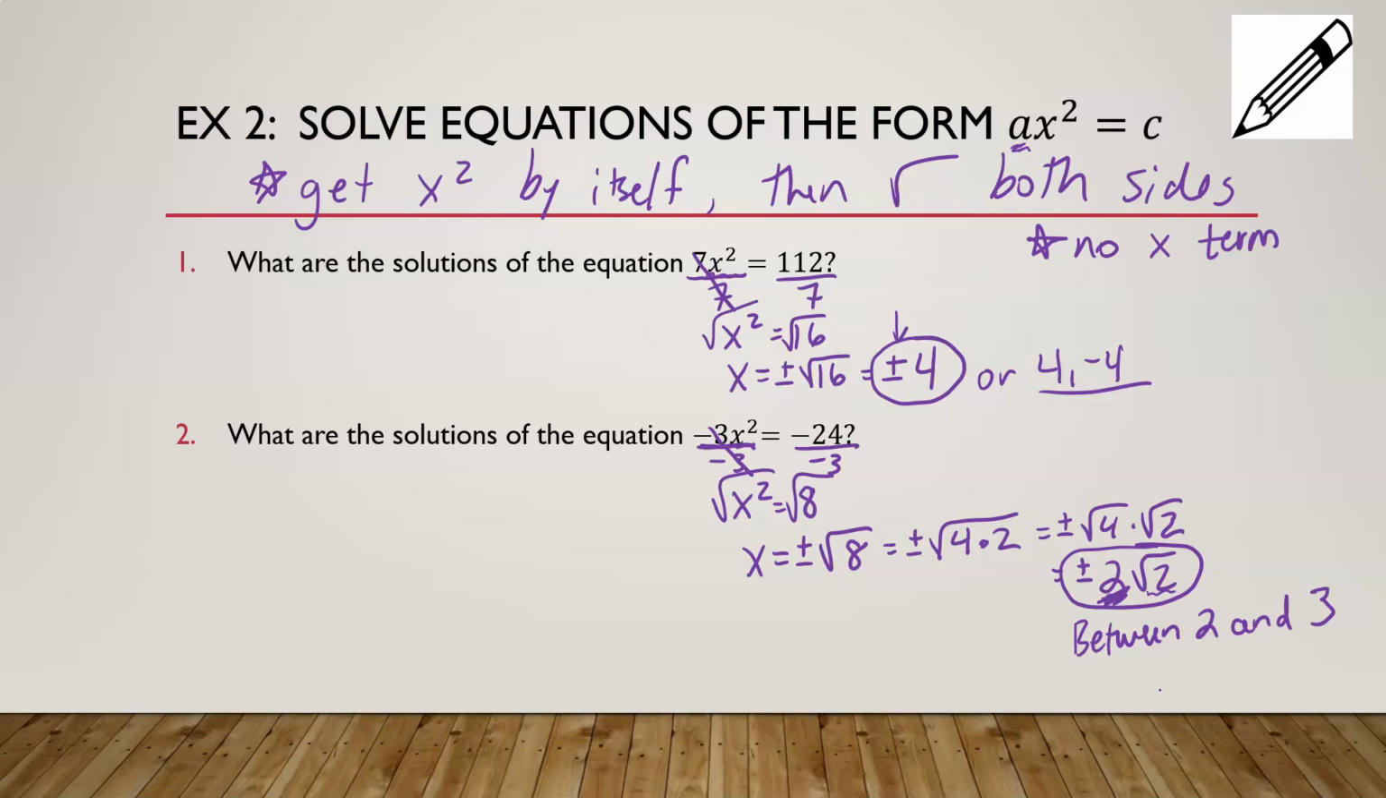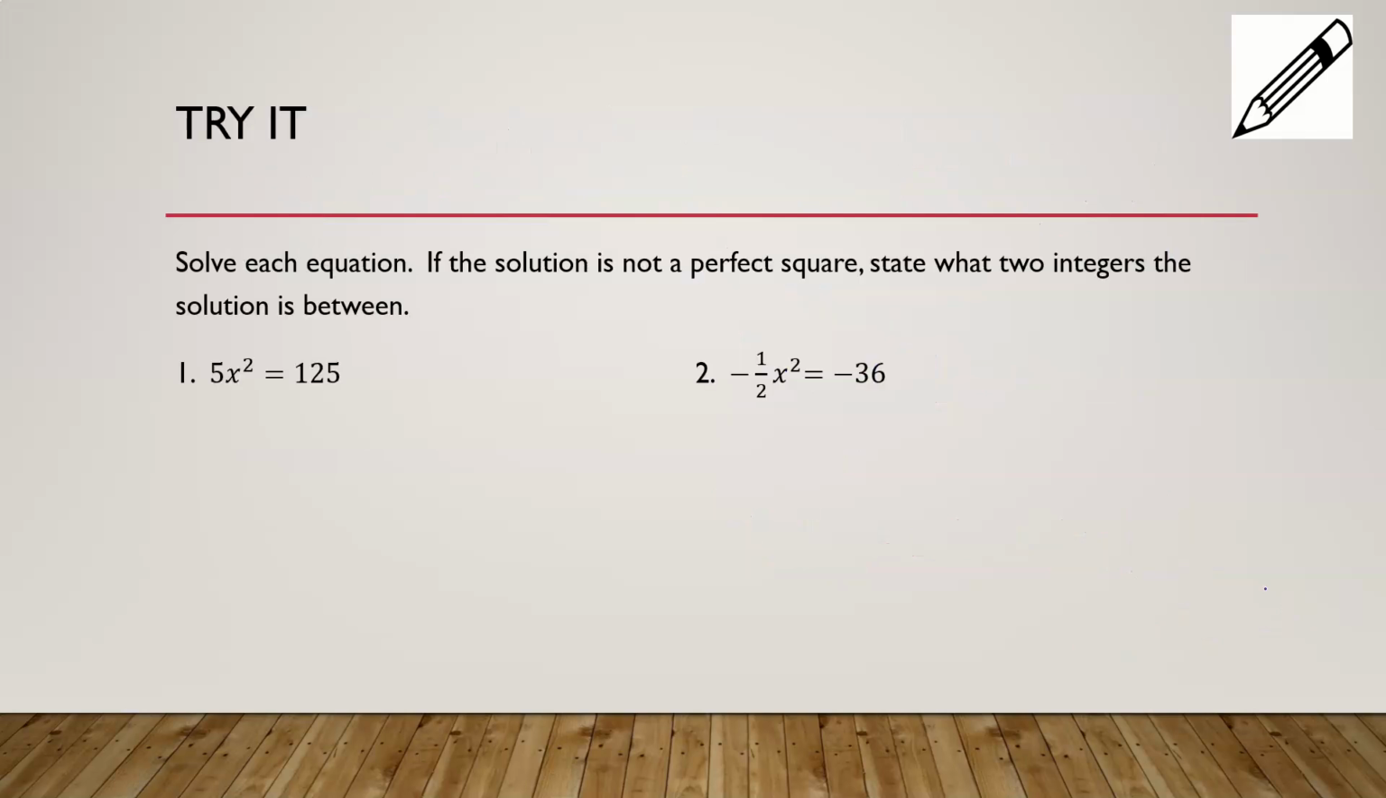So if you're asked that follow-up question, the number in front times the radical is going to help you figure that out. All right, but so again, if it's a times x squared equals c, we divide by that number in front first. So go ahead and pause the video, try this one. Number 2 might be a little tricky for you since there's a fraction, but it's good practice.